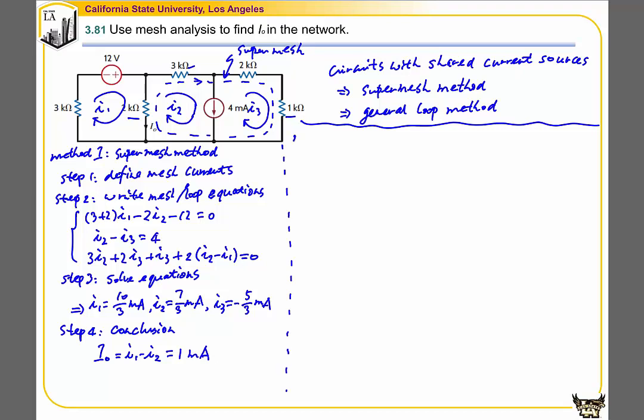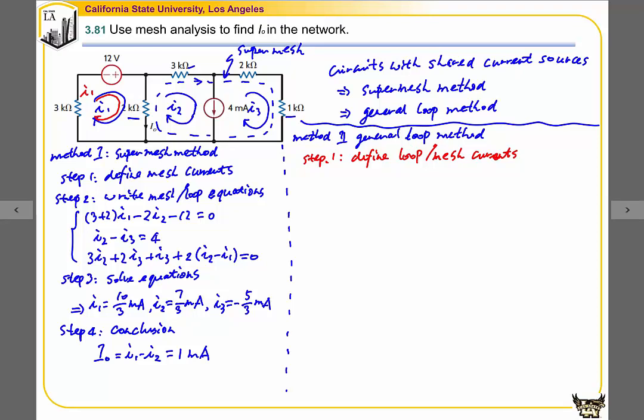The second method, general loop method. Step 1, define loop currents. We're going to define my I1 the same as the previous current I1. My current I2 is the same as the previous current I2. And we're going to define another loop, instead of the mesh I3, as my current I3. So I'm going to define my current I3 this way. So this is my current I3.